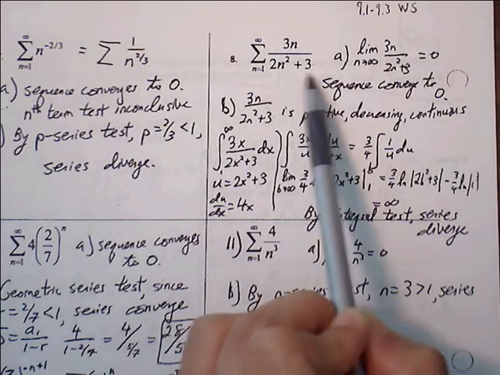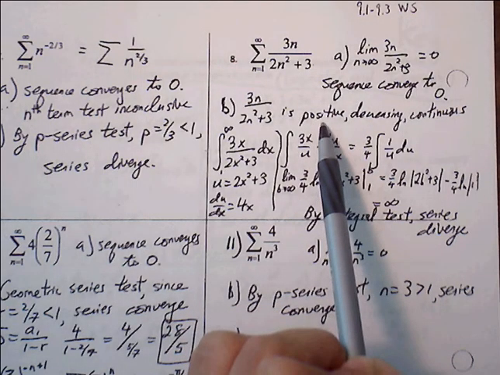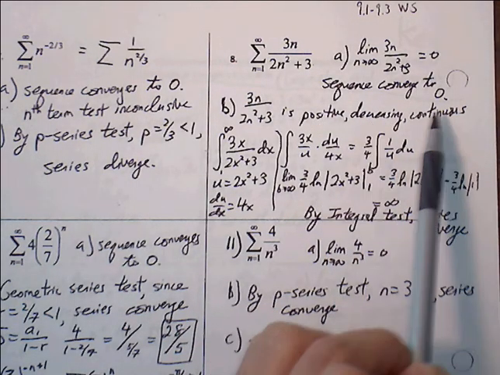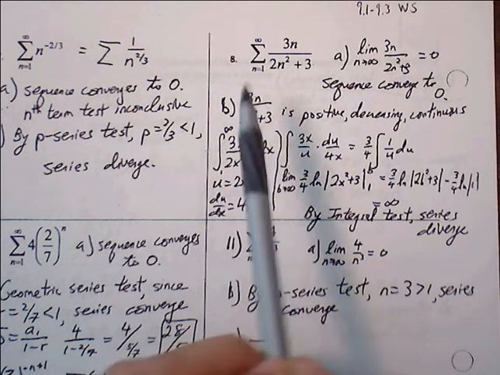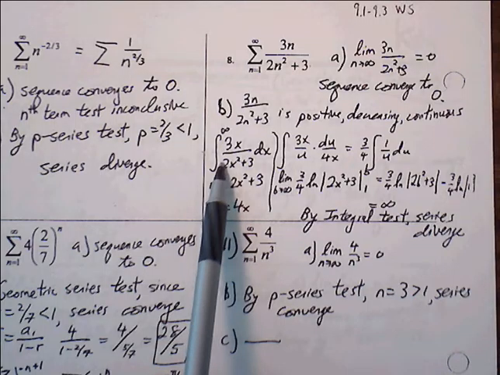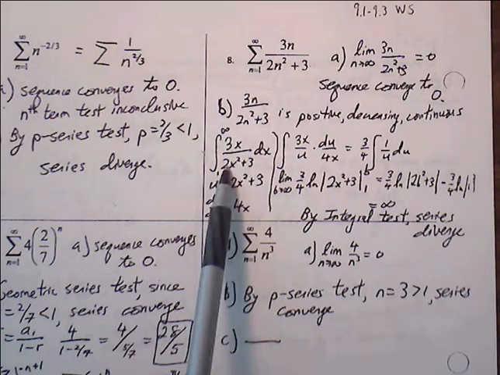Each consequent term will be positive. Each term will be decreasing, and the function is continuous. There are no breaks in the graph. So we can just evaluate the limit as b approaches infinity, of the integral from 1 to infinity, for our rule of the sequence.